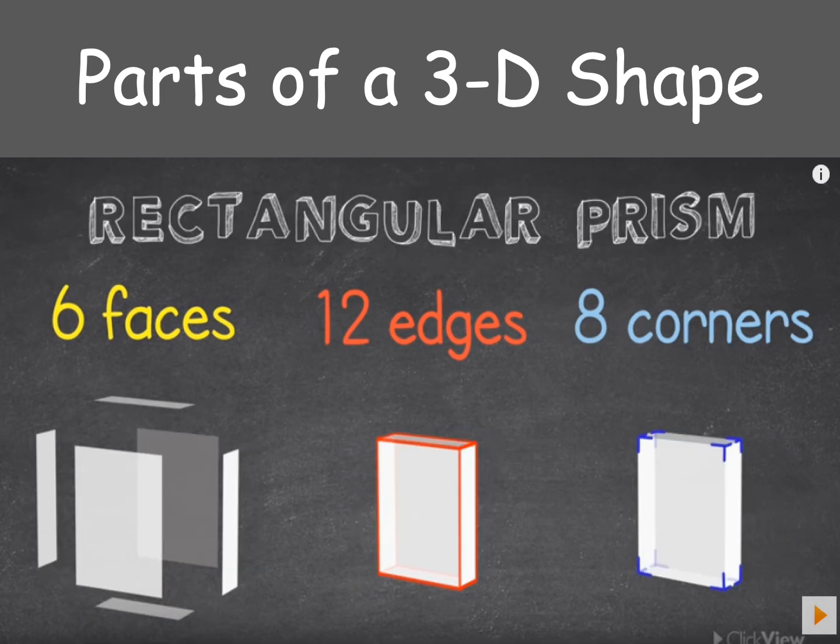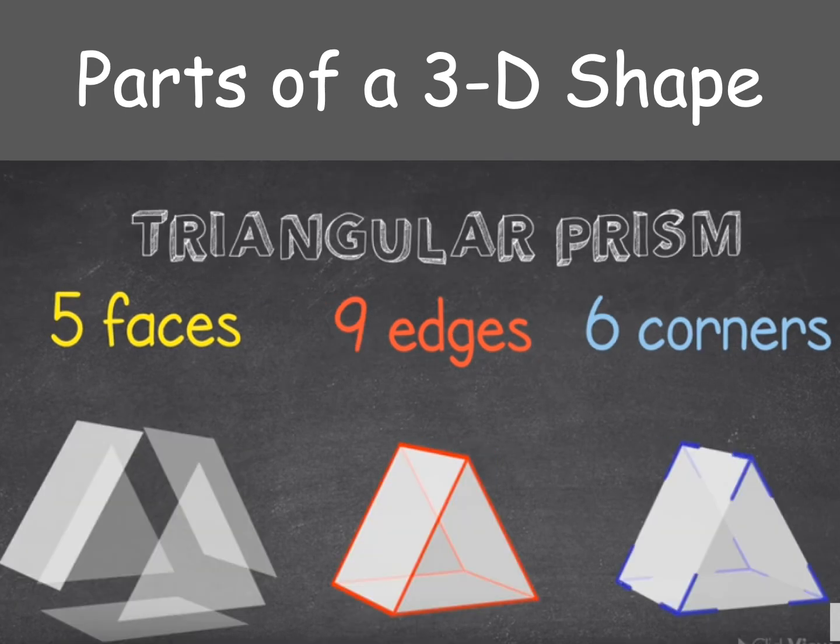Here's a rectangular prism. A rectangular prism also has 6 faces. However, they are not all of the same area. It has 12 edges and 8 vertices. A triangular prism has 5 faces. 2 of the faces are triangles, while 3 of the faces are rectangles. The 2 triangle faces can also be called bases. There are 9 edges and 6 corners, or 6 vertices.